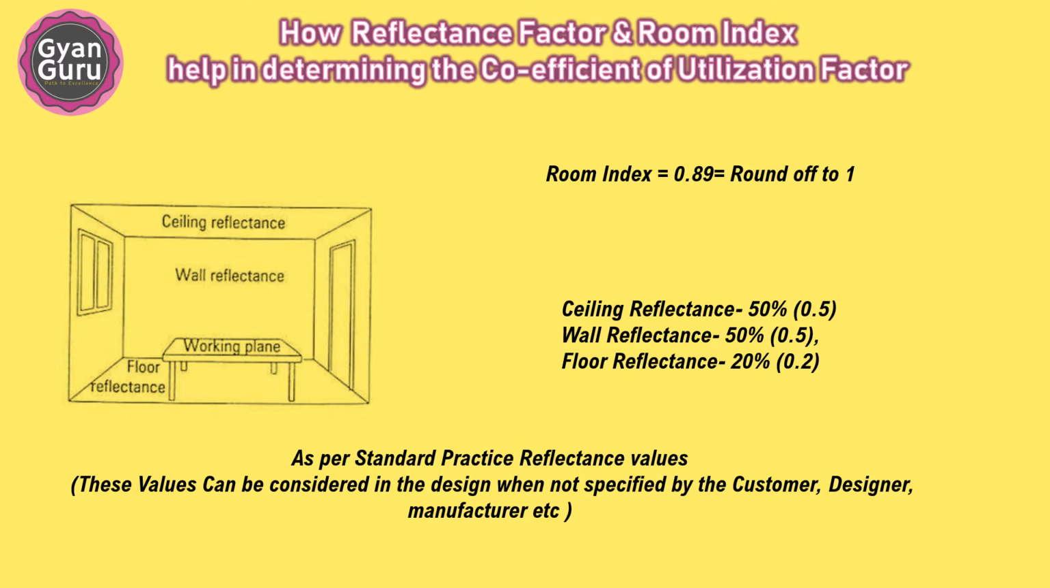Now let's see the reflectance factor. Consider the same room and assume that we have a moderate color finishing on the wall. Based on that, we can assume that the reflectance factor for the ceiling is 50%, for the wall is 50% and for the floor is 20%. These values can be considered as standard practice when there is no specific demand by your customer, designer or manufacturer.